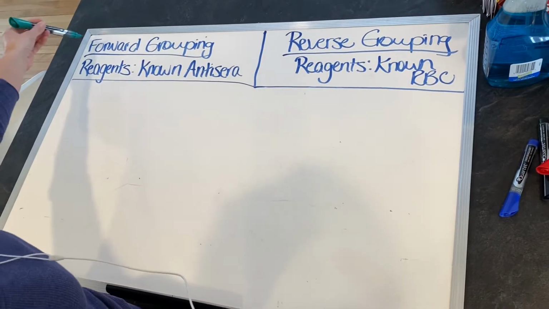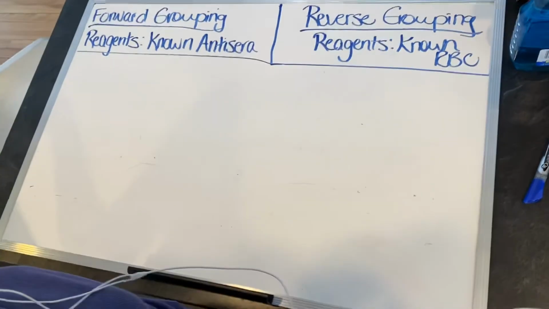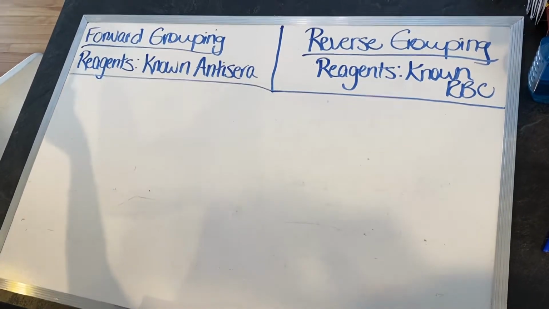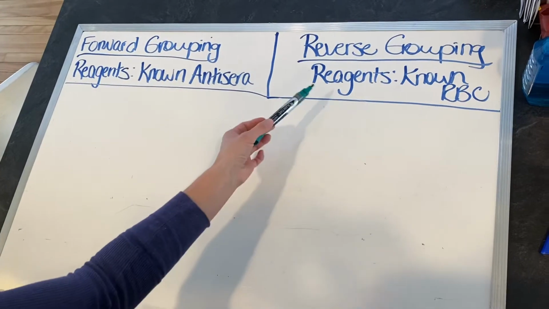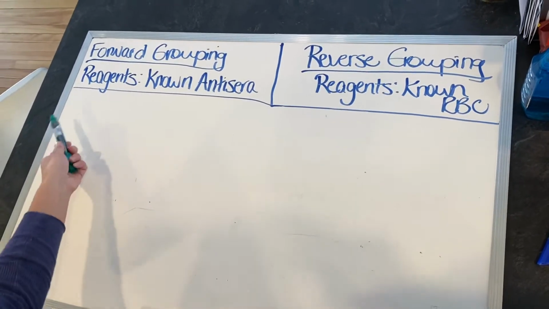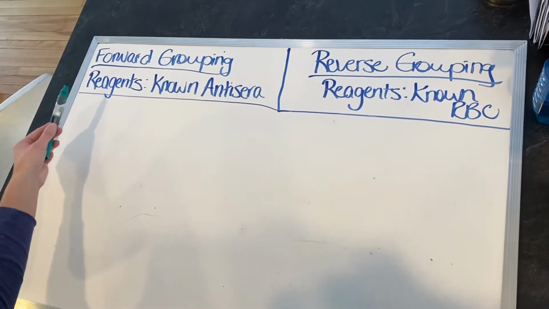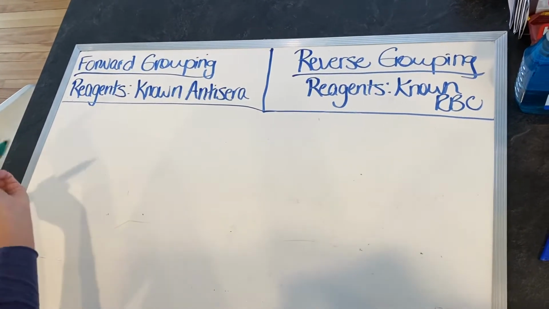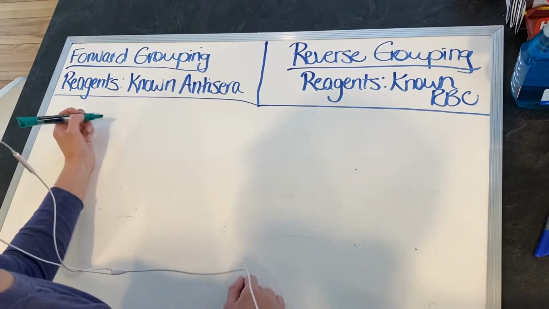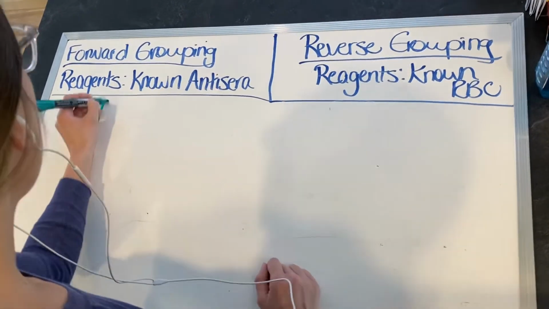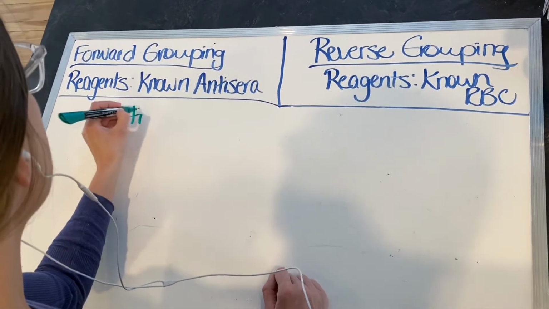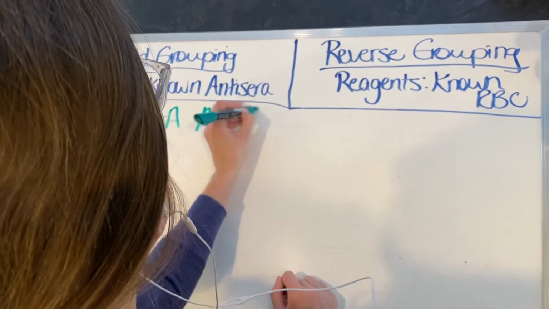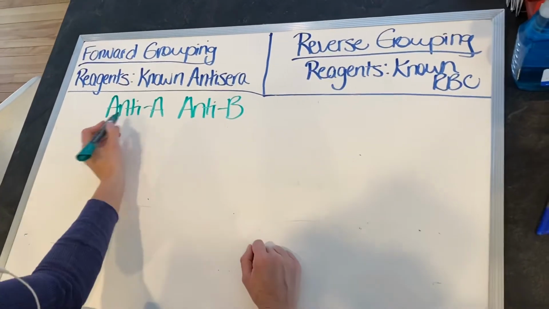Okay, so for the forward and the reverse grouping with the ABO blood group testing, you have to set up your forward and your reverse at the same time. When you do your forward testing, the reagents we're going to use are the known antisera. The types of antisera that we use are anti-A and anti-B. Those are the two that we can use.